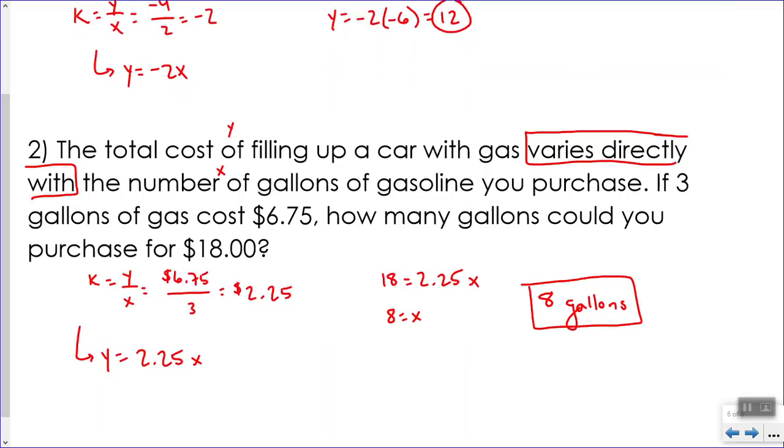Alright, so if we read through this question, we find our "varies directly with," which means that the total cost to fill up a car is going to be y, and the number of gallons we're buying is going to be x. So we plug everything in, we get 2.25 for our constant of variation, which gives us an equation of y equals 2.25x. We substitute in our $18 for y, and when we solve for x, we get 8 gallons of gas.